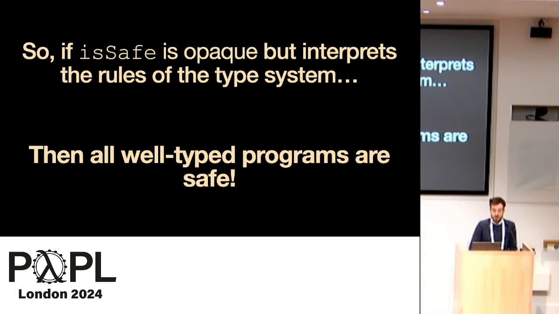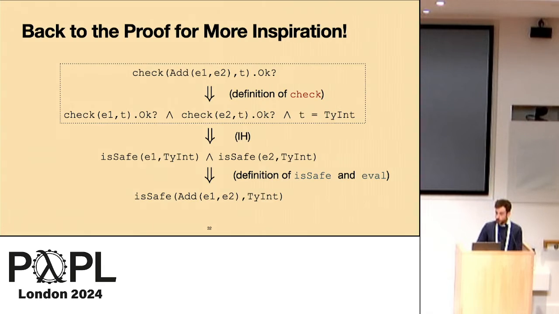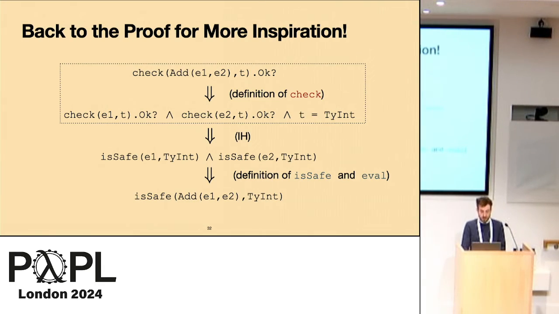So the upshot here is that if is safe is opaque, but still interprets all the rules of the type system, then all well-typed programs are safe. Okay? A quick question that you may be having is, can we go further? There's a whole other half of the proof that maybe we can leverage as well. And the answer is yes.